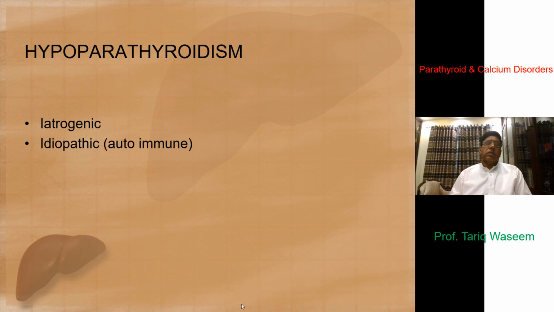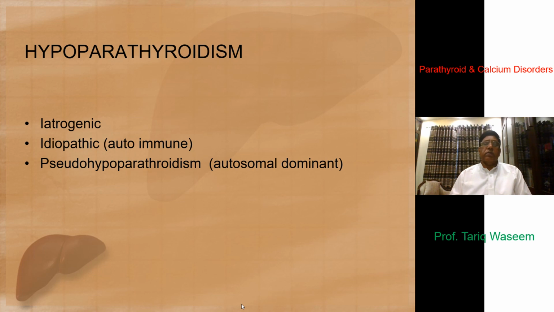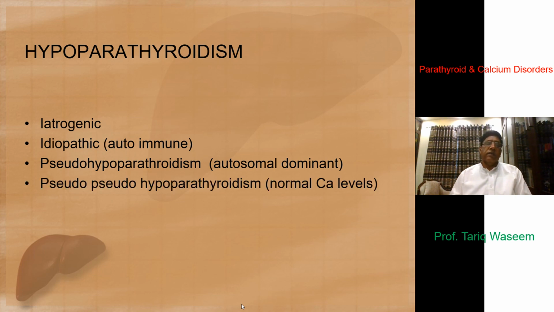The second most common cause is idiopathic or autoimmune, for which we usually don't know the exact cause. Then there can be a condition called pseudohypoparathyroidism, which is an autosomal disorder where the parathyroid hormone production is okay, but there is a receptor defect in the tissues where the parathormone has to act. So that results in lack of action of parathormone, which results in hypocalcemia. But paradoxically, the parathormone level is not reduced, rather it is increased.